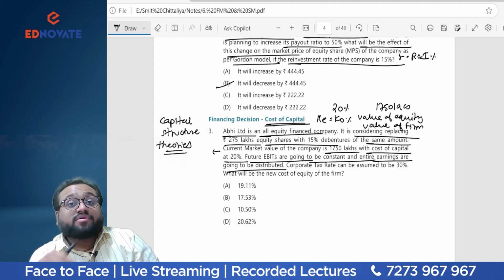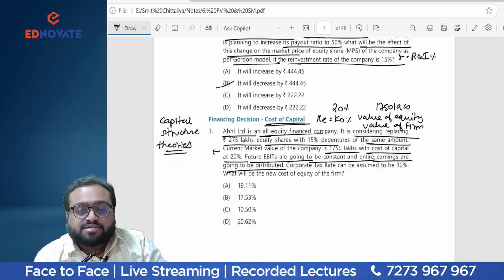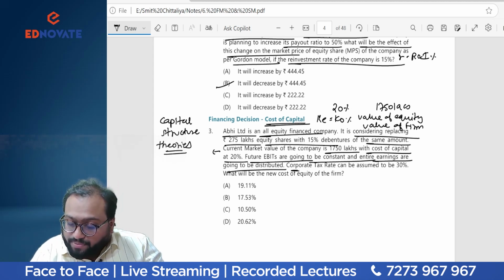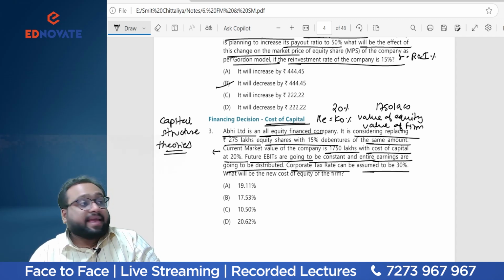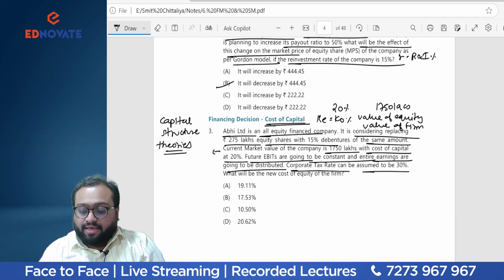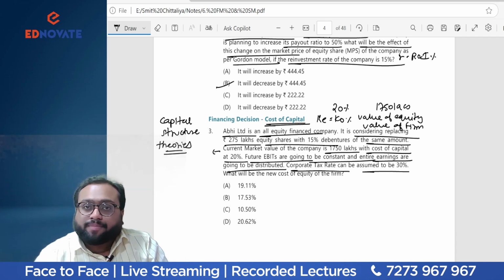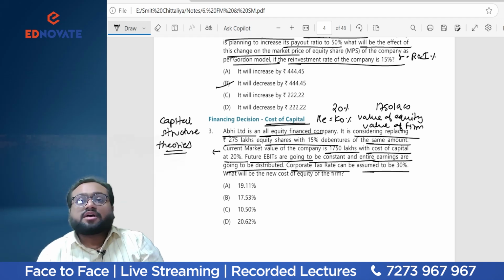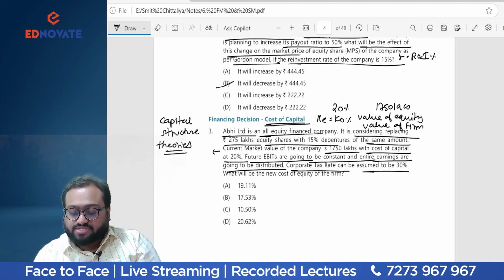However, we have learned under MM approach that if there is tax, what will be the effect on the value of firm? And that is why if you see here also there's a corporate tax rate of 30%. In MM approach, there are two parts, one with tax and one without tax. And there is one NOI approach. So there are four theories which we need to learn, which we have already learned in the class. Do have a small recap of the same.